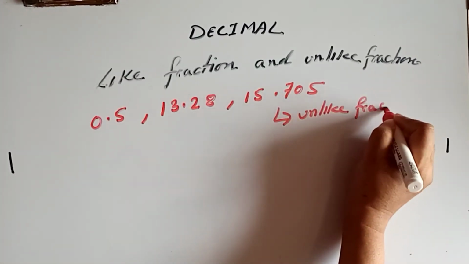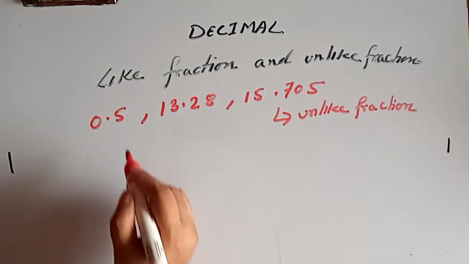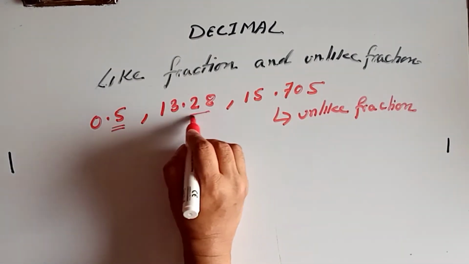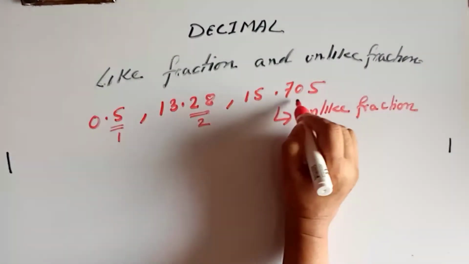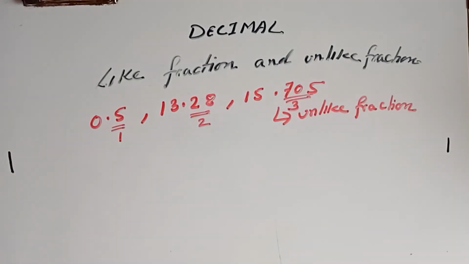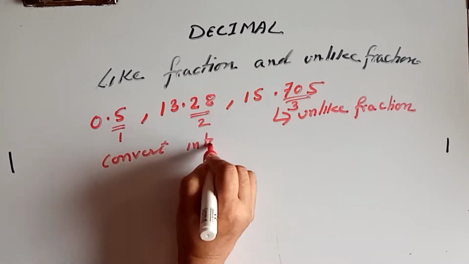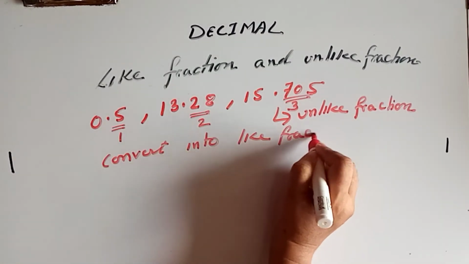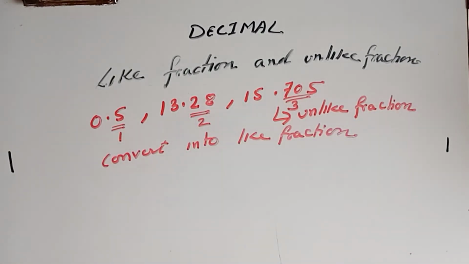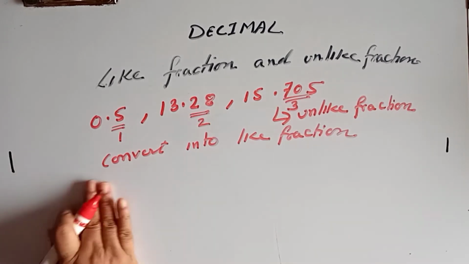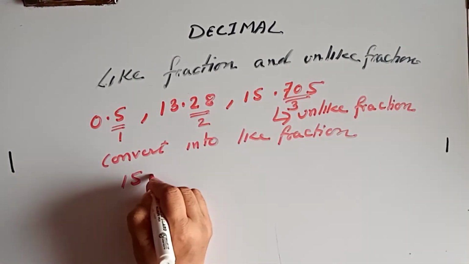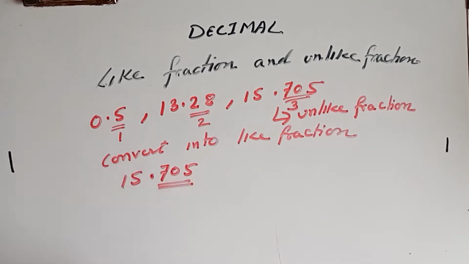Why they are unlike fractions? Because here only one digit is there, here two digits are there, one digit, two digits, here it is three digits. Okay, so suppose they ask you to convert this into like fractions. Now what will I do? Now the biggest number here is 15.705. Why? Because here three digits are there.